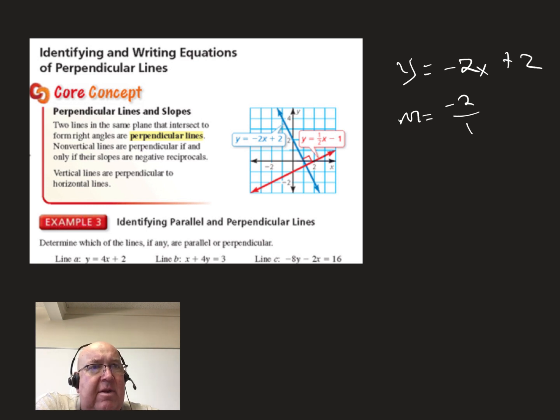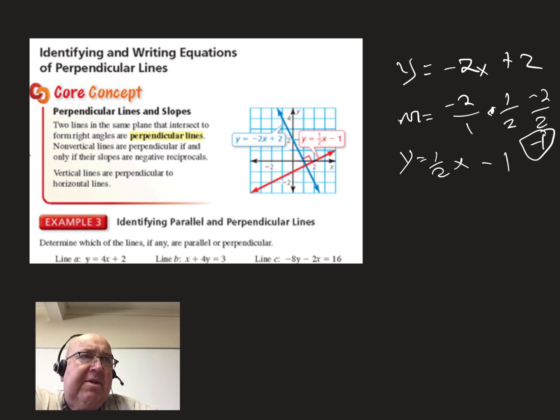So then our red line has the slope of 1/2 x minus 1. If I were to multiply the two slopes together, I would get negative 2 over 2, or negative 1. And that's what a negative reciprocal does. So basically, if it's negative, the reciprocal is going to be positive, and you just flip the numerator and the denominator.